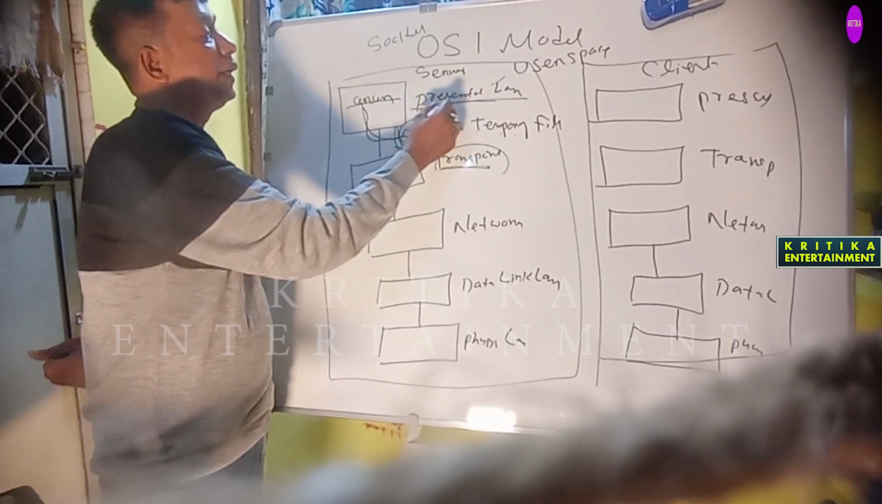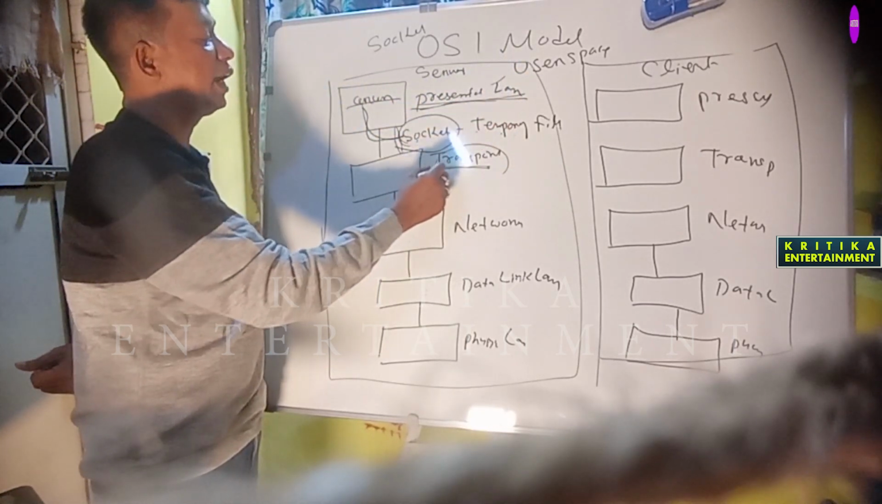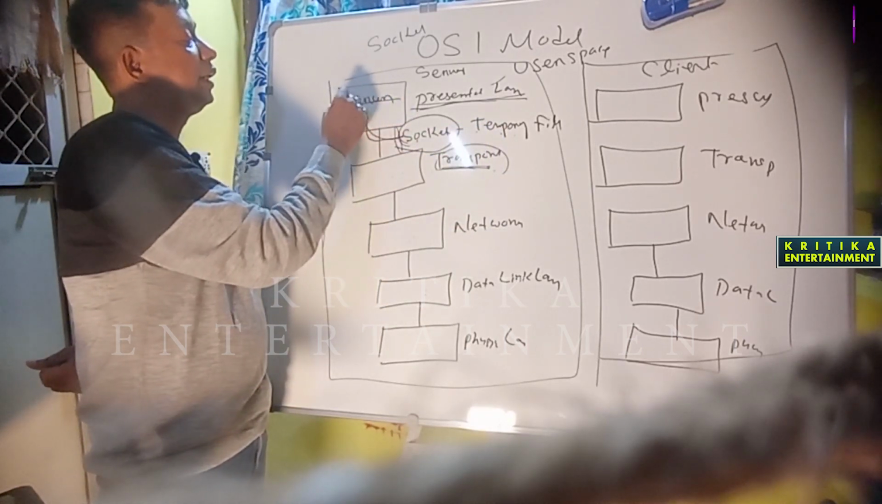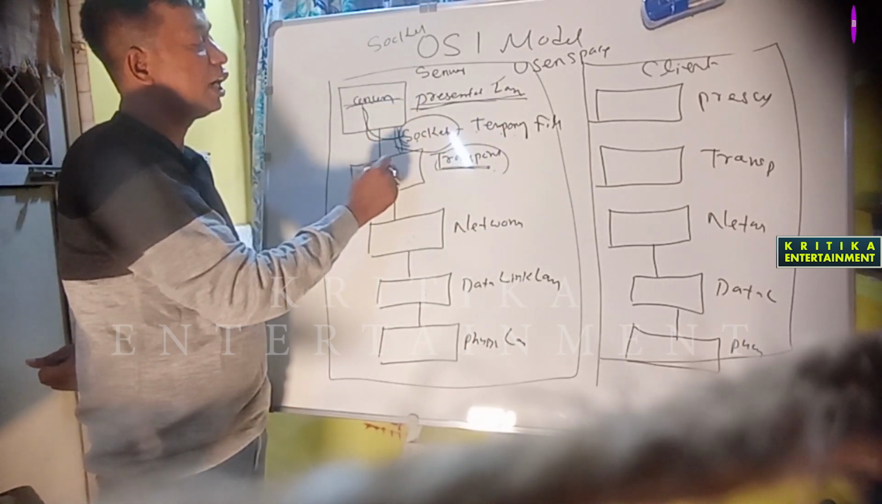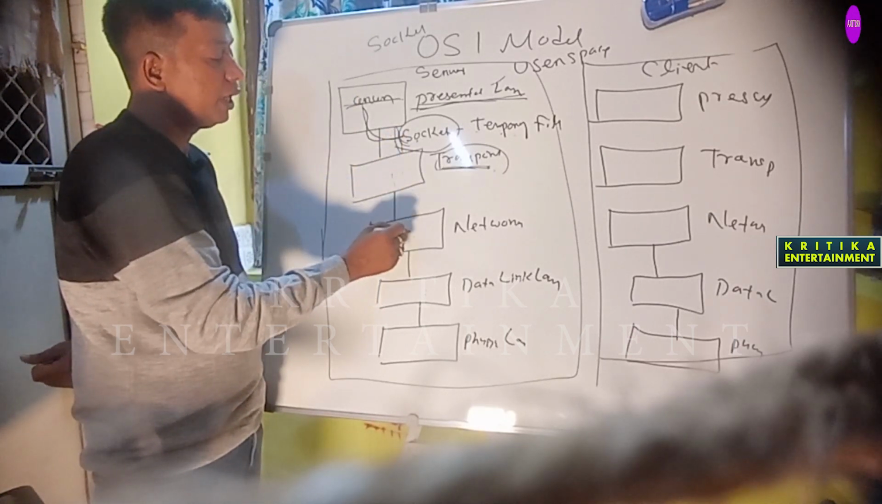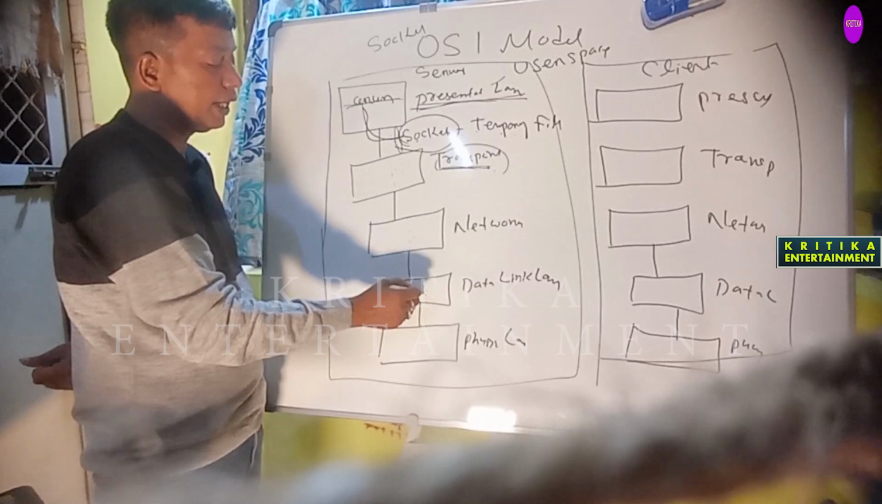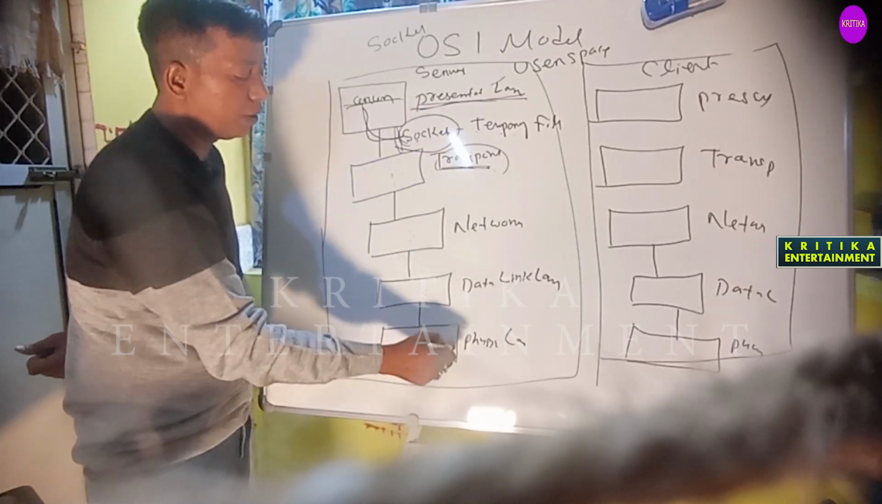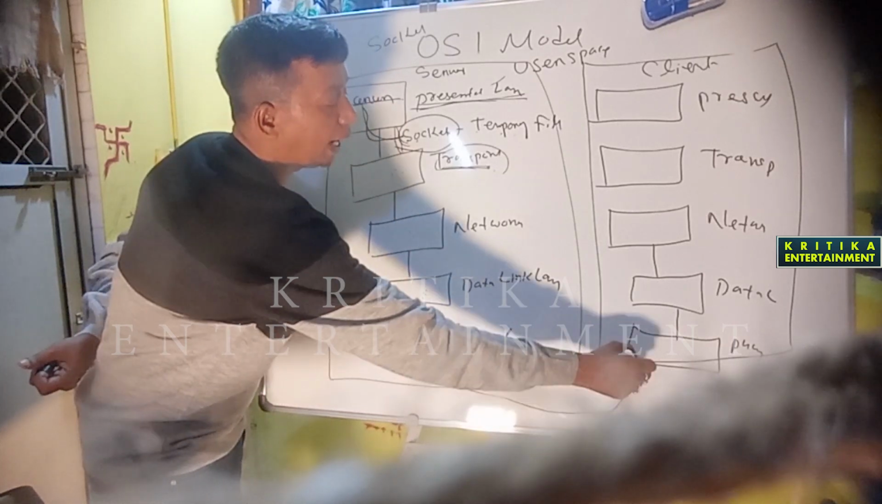Which layer? Presentation layer and transport layer. That means the socket first reads the data from the presentation layer and sends it to the transport layer. The same transport layer will send to the network layer, network to the data link layer, and then to the physical layer. This is called the structure of the server. Then the same will be sent to the client side.